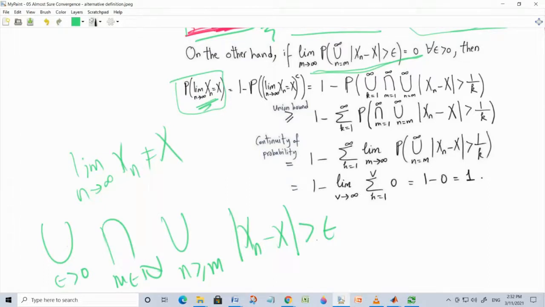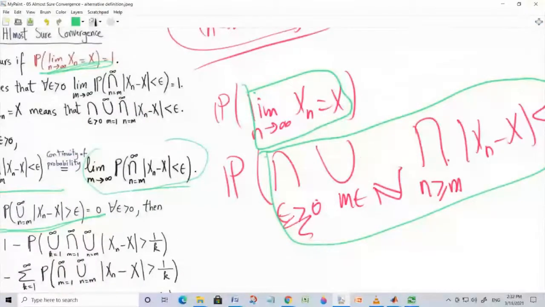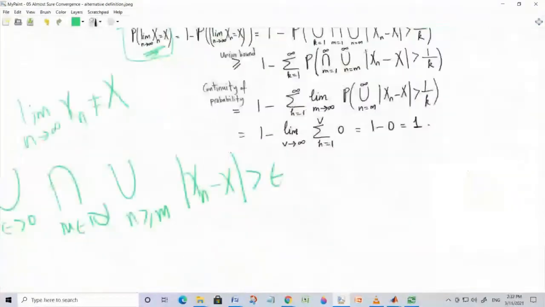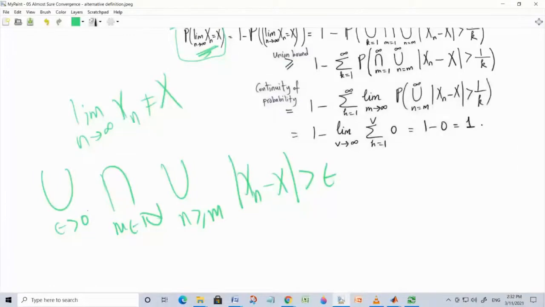Convergence is basically the complement event. Convergence means that you challenge me with any positive epsilon, and I can find an m such that for every n greater than or equal to that m, the distance between these two will be within epsilon. No convergence means that there exists at least one positive epsilon such that for every m, no matter what you do, there will be an n such that you have a violation of the xn's getting close to x. Basically the distance between xn and x will exceed epsilon, right?